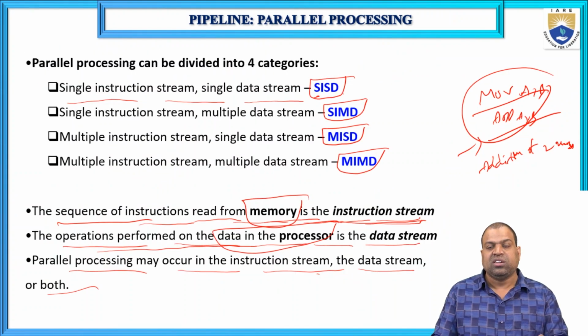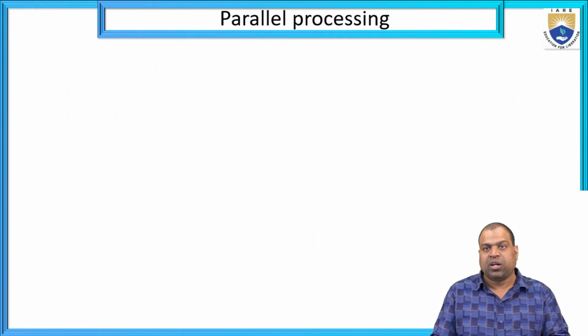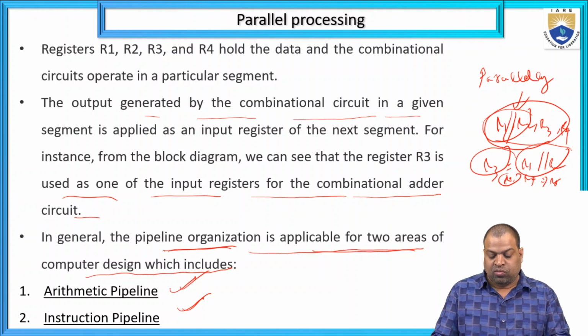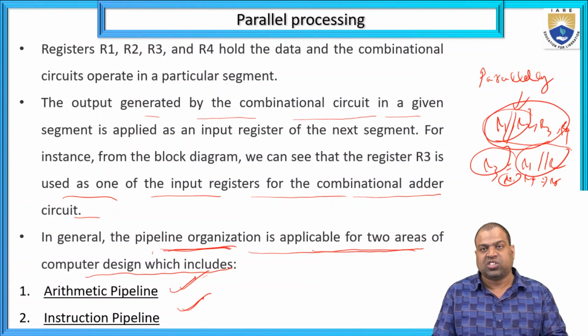These are the four categories of parallel processing: SISD, single instruction, single data; SIMD, single instruction, multiple data; MISD, multiple instruction, single data; and MIMD, multiple instruction, multiple data. In this, we need instruction stream and data stream. Both I need for parallel processing. So when I'm using multiple operations or the parallel organization, definitely we need an arithmetic pipeline and an instruction pipeline. It is about parallel processing. In the next session, we'll discuss the arithmetic pipeline and the instruction pipeline.